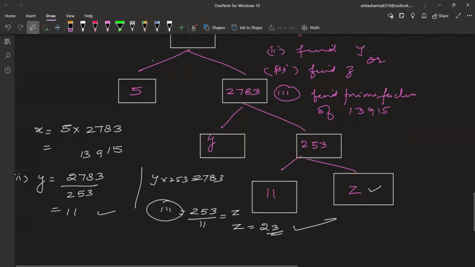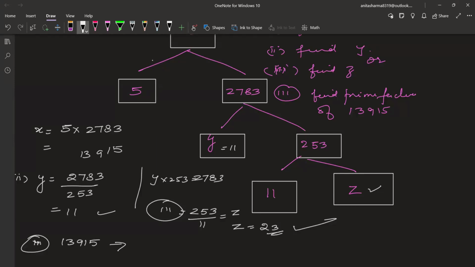Now next is Sudhamshu. Sudhamshu. Sudhamshu. Unmute yourself, beta.